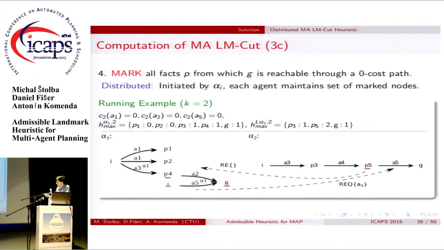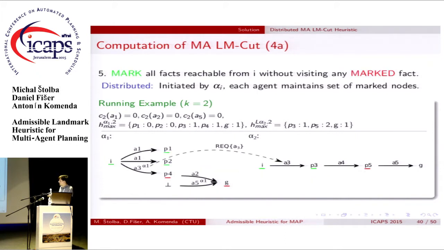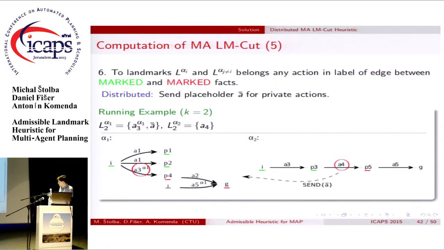So the basic principle is that we will continue the search from the projected action respective to the public actions which are returned by this reply. So we can search through all the distributed graphs. The other way is similar, so I will just go through, so that finally all the same facts which would be marked by the centralized version are marked by the distributed version as well. And now we can extract the landmarks.